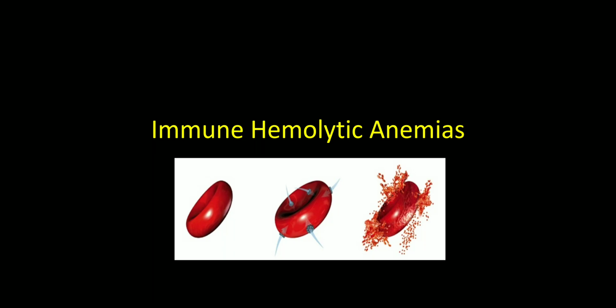Okay, students, today's class is on immune hemolytic anemias. We have already seen different types of hemolytic anemias, that is sickle cell anemia, thalassemia, etc. Now we'll see what is this immune hemolytic anemia.